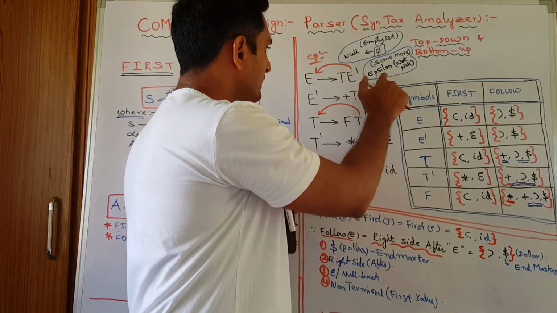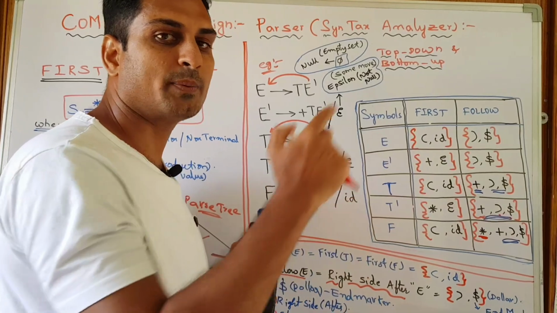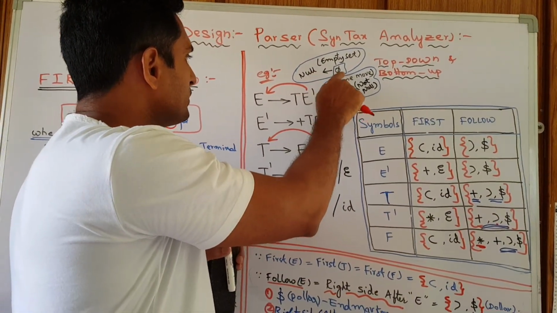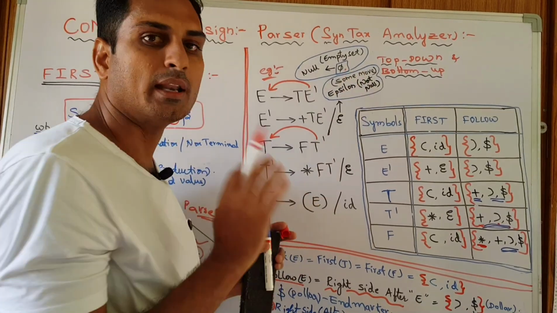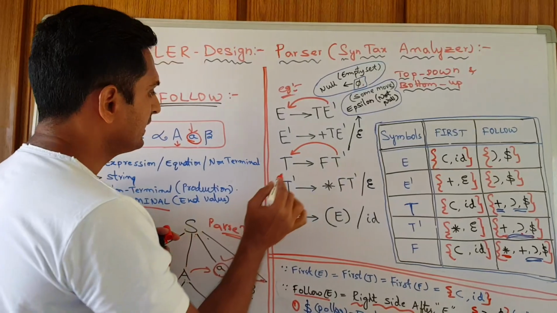Epsilon means, I'll show you here. Epsilon means not null. Some move will be there, some expression move will be there. For your knowledge, I have written this also. This shows null. Null means empty set. There will be no set at all, no move at all, right?